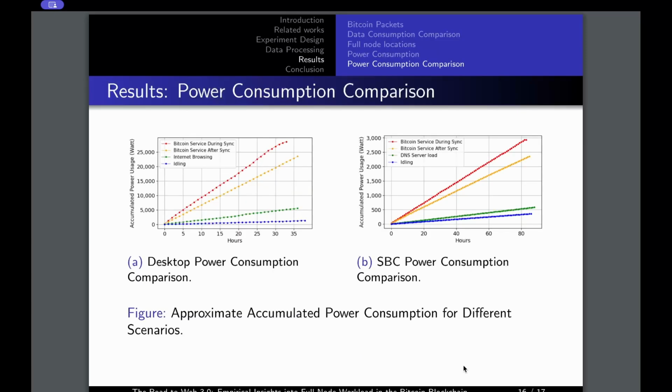Moving on to our next slide, where we give a perception of the power consumption. At first we have the during sync process and the after sync process, and we compared that with some tasks like internet browsing and just simply letting the computer run. We do the same thing for the single board computer, and you can see that in both cases the during sync process consumes more power compared to the after sync process. For the single board computer, we did not choose web browsing because that's not a very common task on a single board computer. Rather, we set up a DNS server on it for home usage, and you can see that the server load was still lower than running the Bitcoin services.